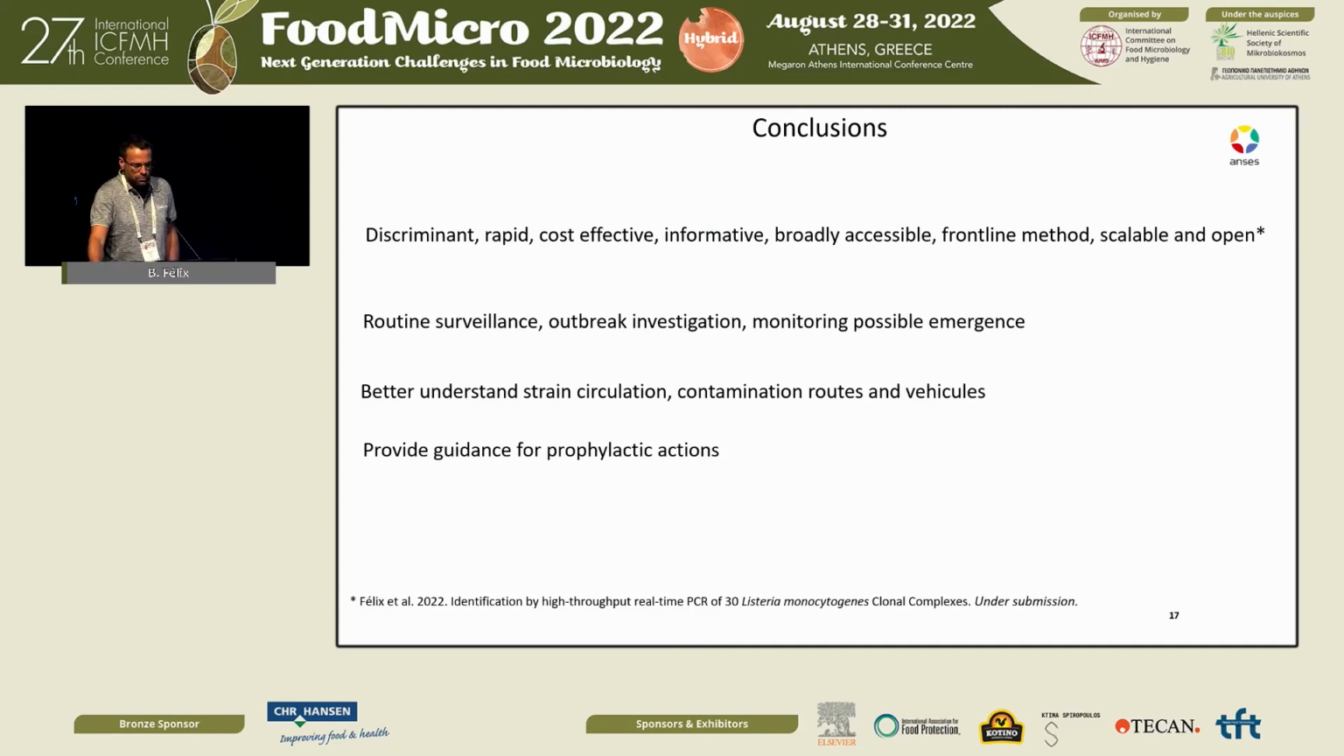So just to finish this presentation, this method is more discriminant than all PCRs developed on Listeria, rapid, cost-effective, informative, broadly accessible because you just need a real-time PCR machine. It's available everywhere. It's also a frontline method for the screening to save time and money before the sequencing of the strains. It is scalable because we can design really quickly. We need just 1 week to design a new PCR and to validate it with a high-throughput machine. It's also open and will be published soon.